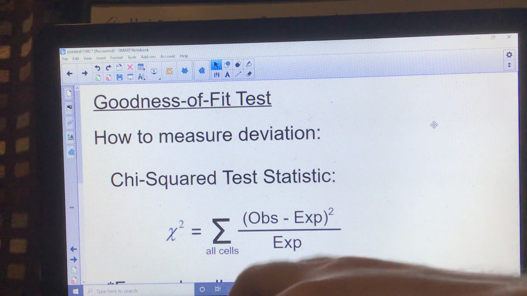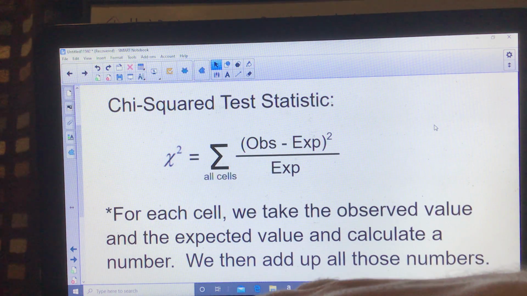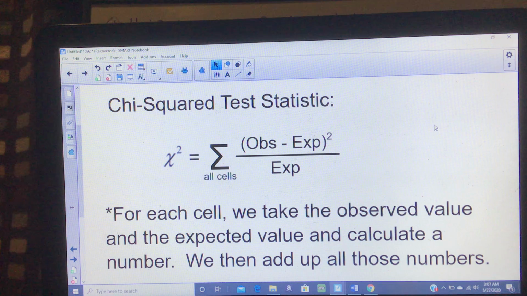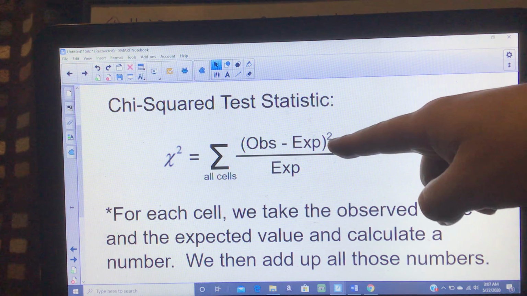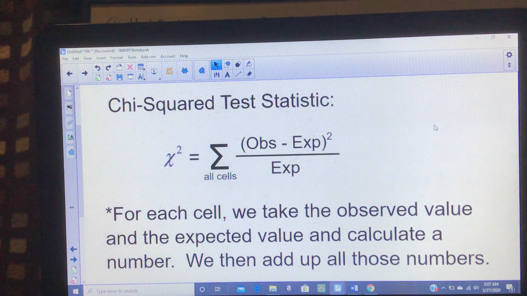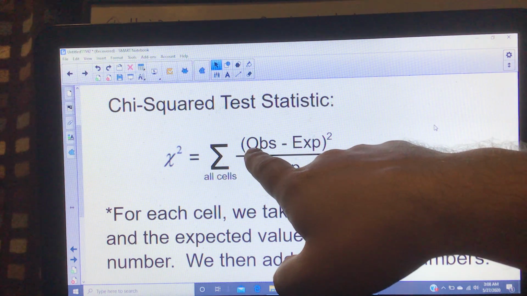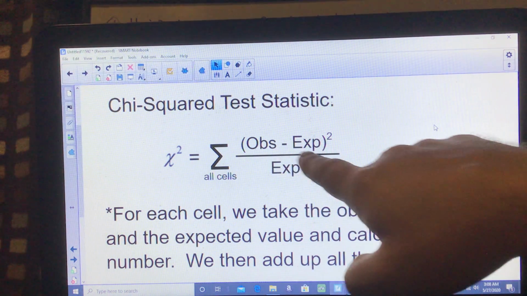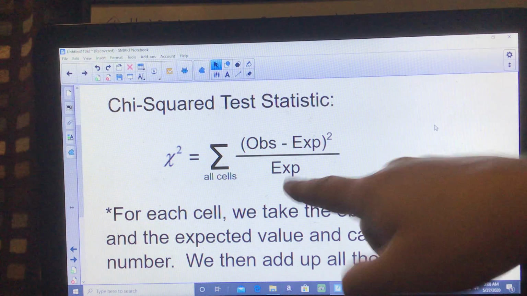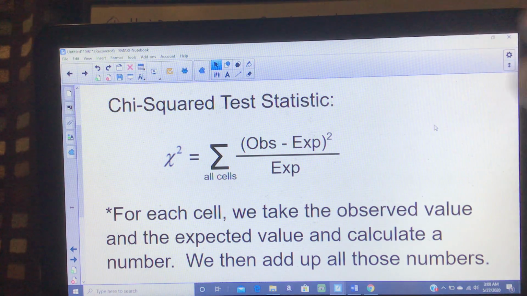The good news is the calculator will do it for you. So basically what this says is, for each cell, we'll take the observed value and the expected value and use this to calculate a number. We add up all the numbers we calculate, and then that's our measurement of deviance. And basically, if you think about it, it does measure the deviance. It says, here's your observed value, subtract the expected, it tells you how far away they are, and then it squares it and divides it. So it sort of rescales it.